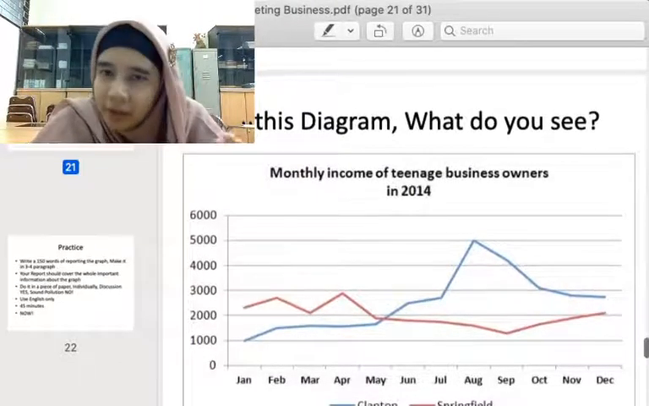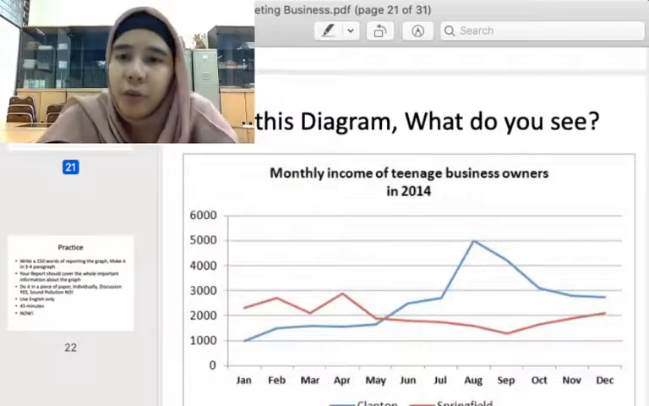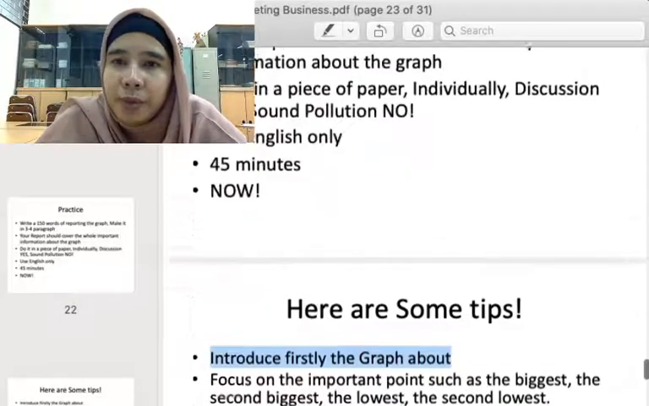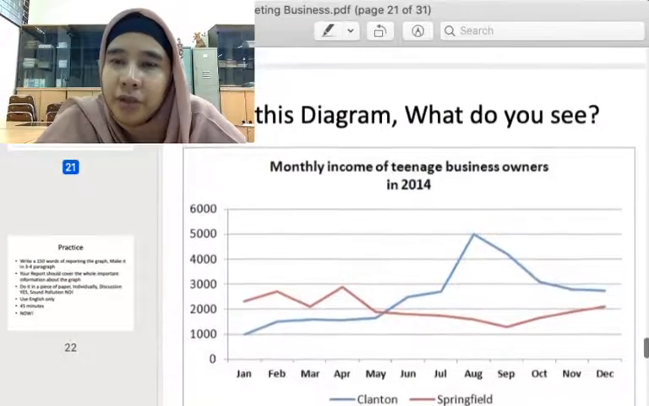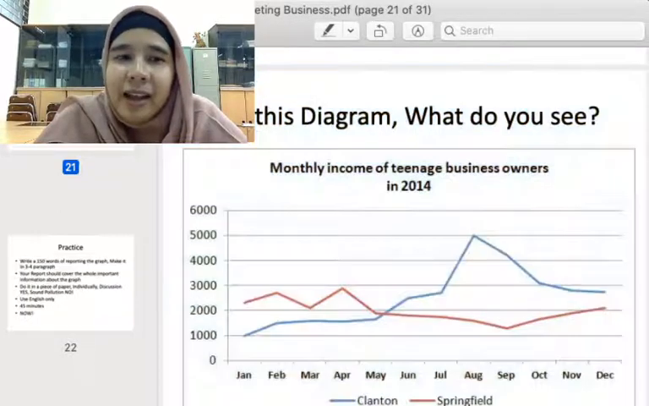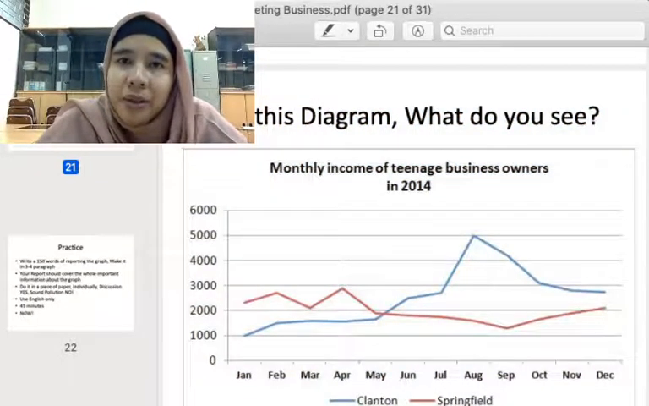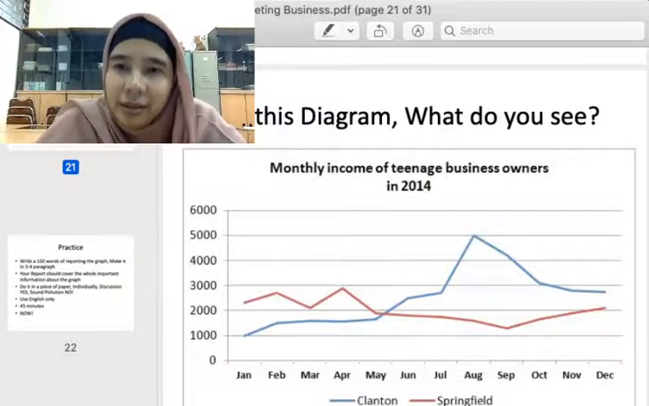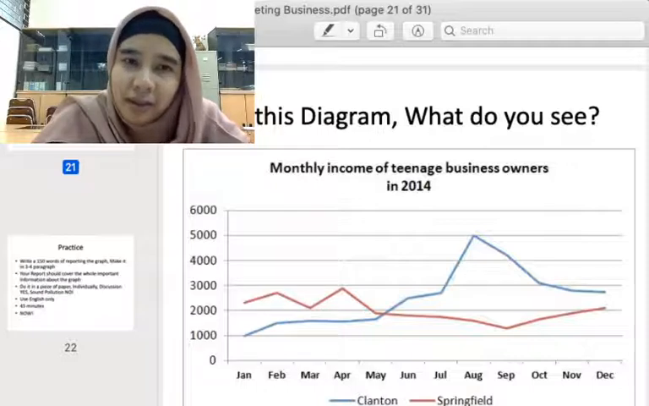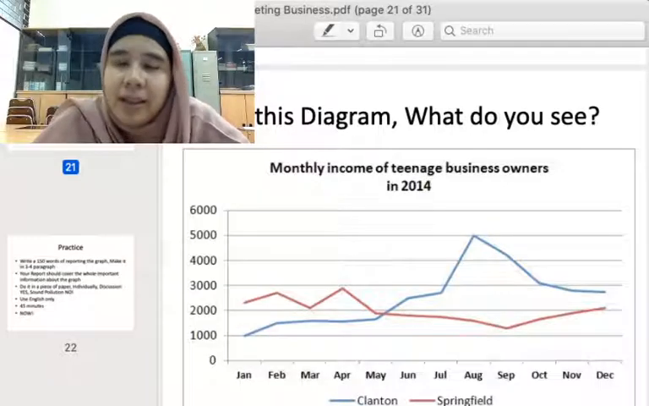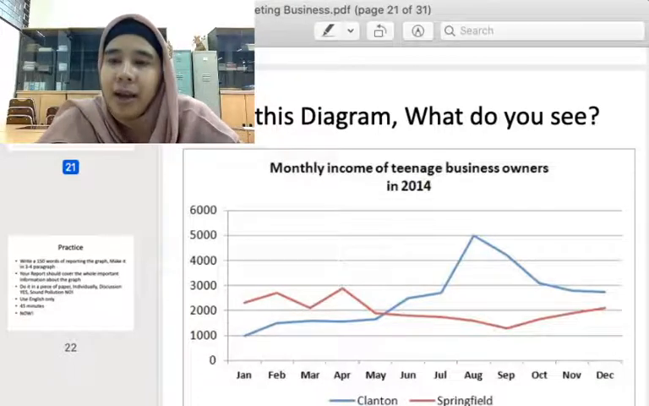I will give you some tips if you want to make this kind of report. This one, introduce firstly the graph. So your first paragraph should start by introducing the title of the graph. Okay. Let me remind you to not copy paste the title of the graph. Tolong jangan di copy paste title-nya. Make your own words for the graph. Tolong buat sendiri title-nya. First your introduction, I mean, using your own words, but still have the same meaning. Meaning-nya harus tetap sama. Okay?